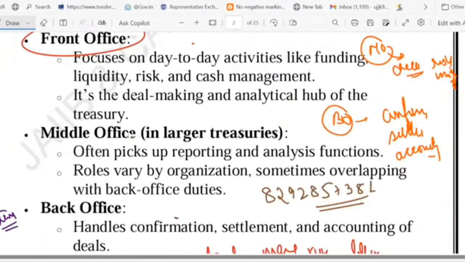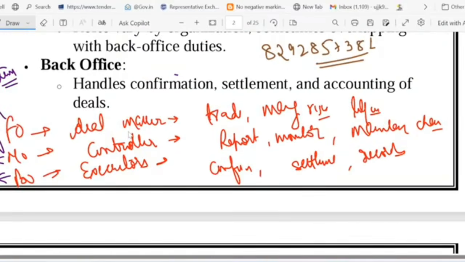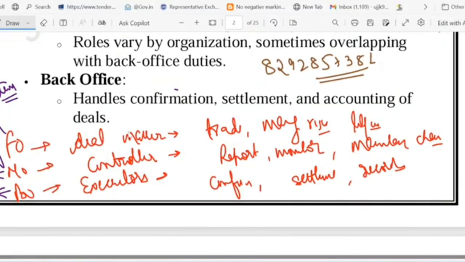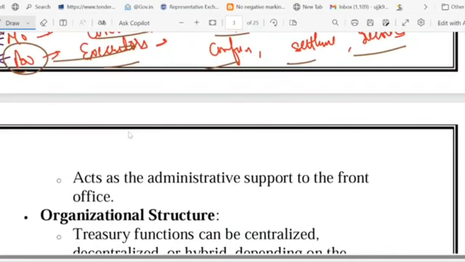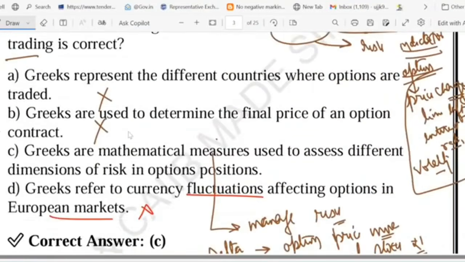Now in the next question, we discussed front office, middle office and back office. I told you that the front office is the action. They are the deal makers. They trade, they manage the risk and manage liquidity. Middle office, you can think of them as monitoring. They are the controllers. They report, they monitor and they maintain the risk. And then we have the back office. They are like administration. They execute, they confirm, they settle, they record. So remember, these are the key functions of these three offices. Questions are most frequently asked.